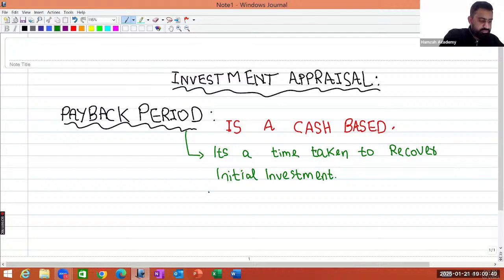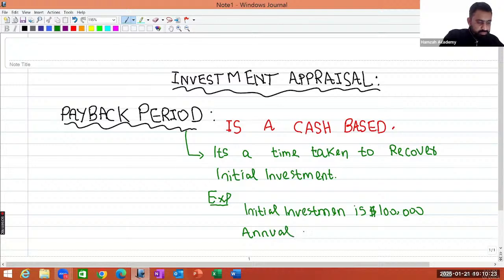Like for example, if we assume that our initial investment is $100,000 and our annual net cash inflows are $20,000.